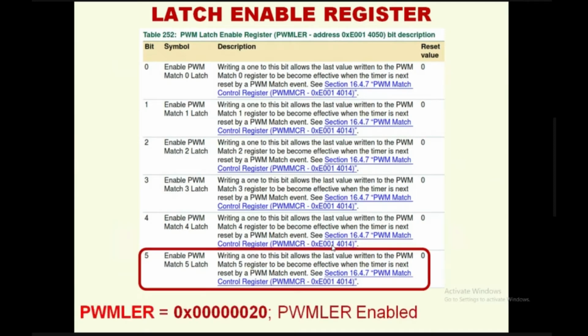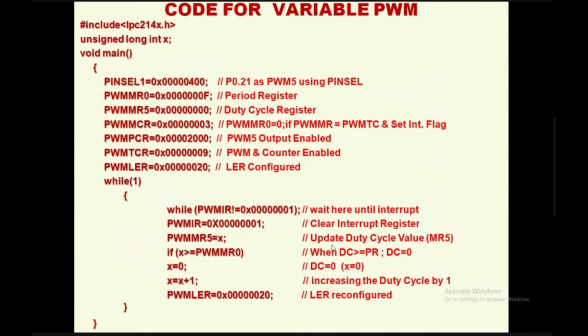So that value should be latch enable register equal to 20. And so this is the code that we have written. If you see, the PWM latch enable register value is written as 20. Okay. And one more thing: what we have written here is the PWM match control register. Here we have written 2. Now I have written 3 because I want to generate an interrupt flag also. Whenever one period is over, generate an interrupt, something like that I have done.